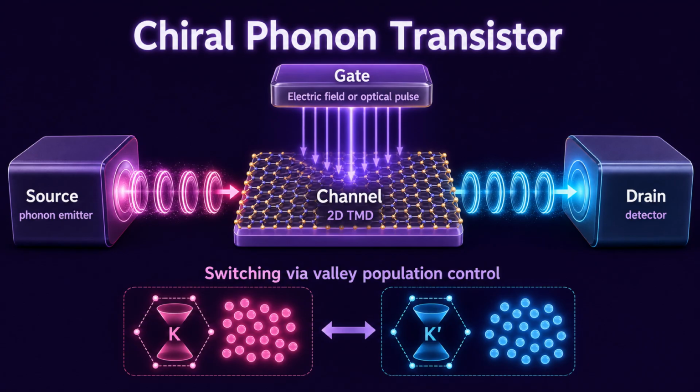The source generates chiral phonons, for example via sigma plus laser on a TMD. The channel is a 2D material where valley phonon coupling can be controlled. The gate applies electric field or optical pulse to modulate valley polarization. The drain detects phonon angular momentum, perhaps via thermal Hall effect. Gate voltage changes scattering rate for chiral phonons.